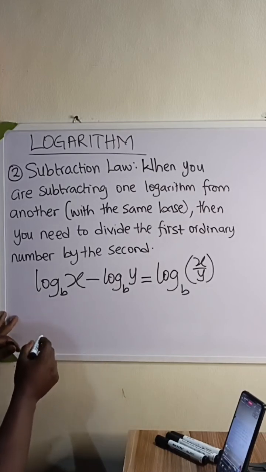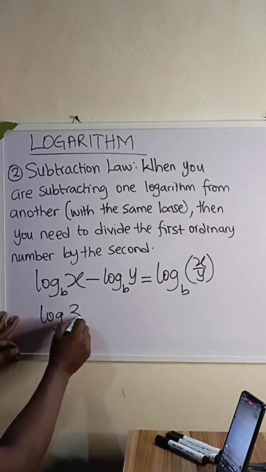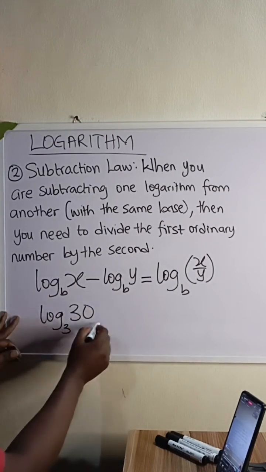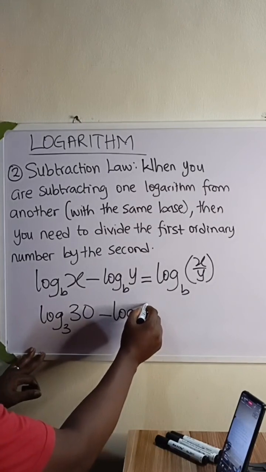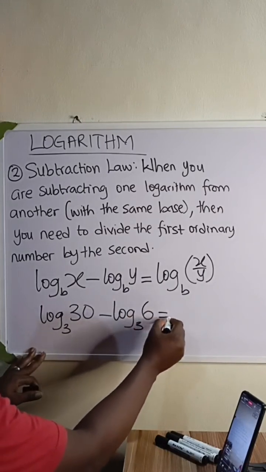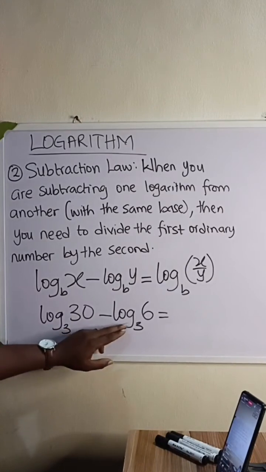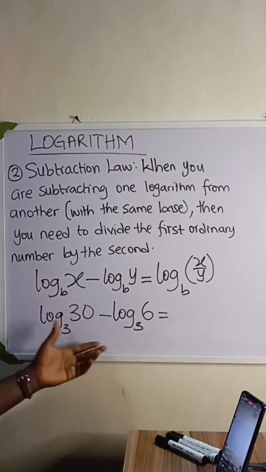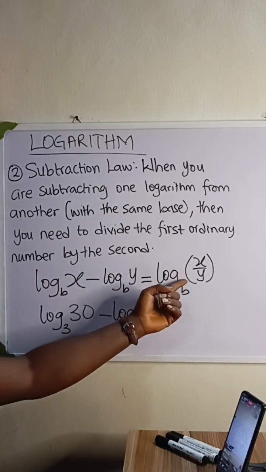So let's look at an example. If you have log 30 base 3 minus log 6 base 3, this is in this situation. You can convert it to this situation.